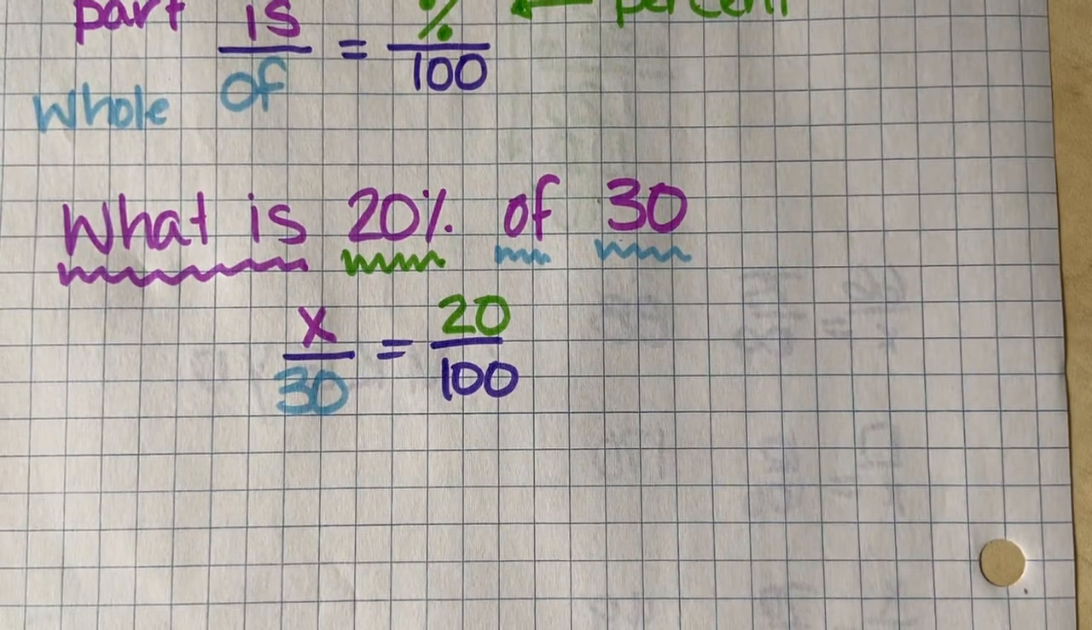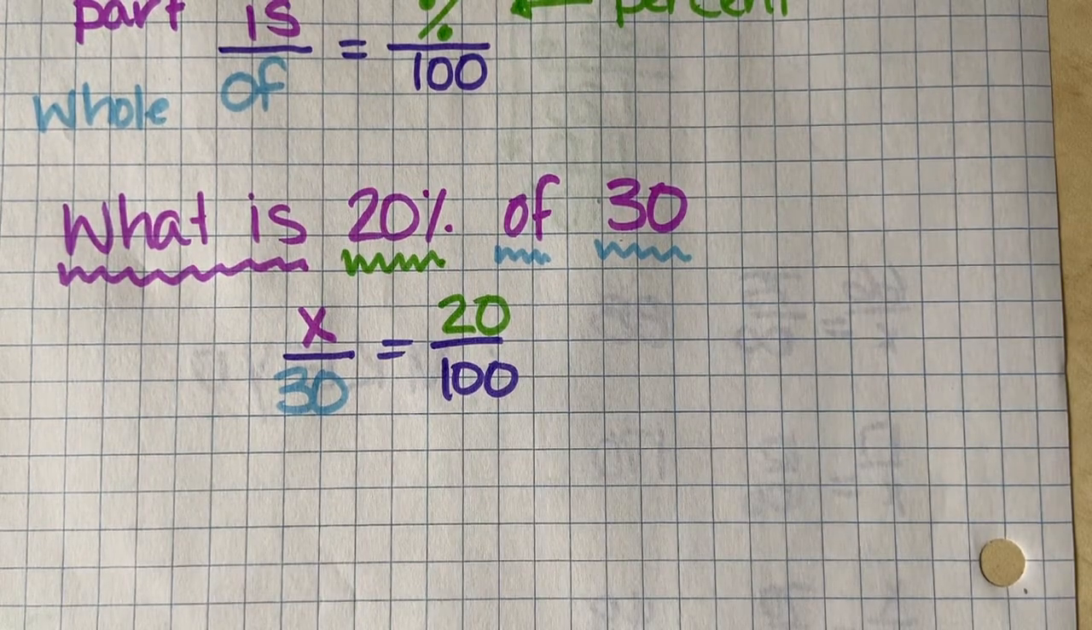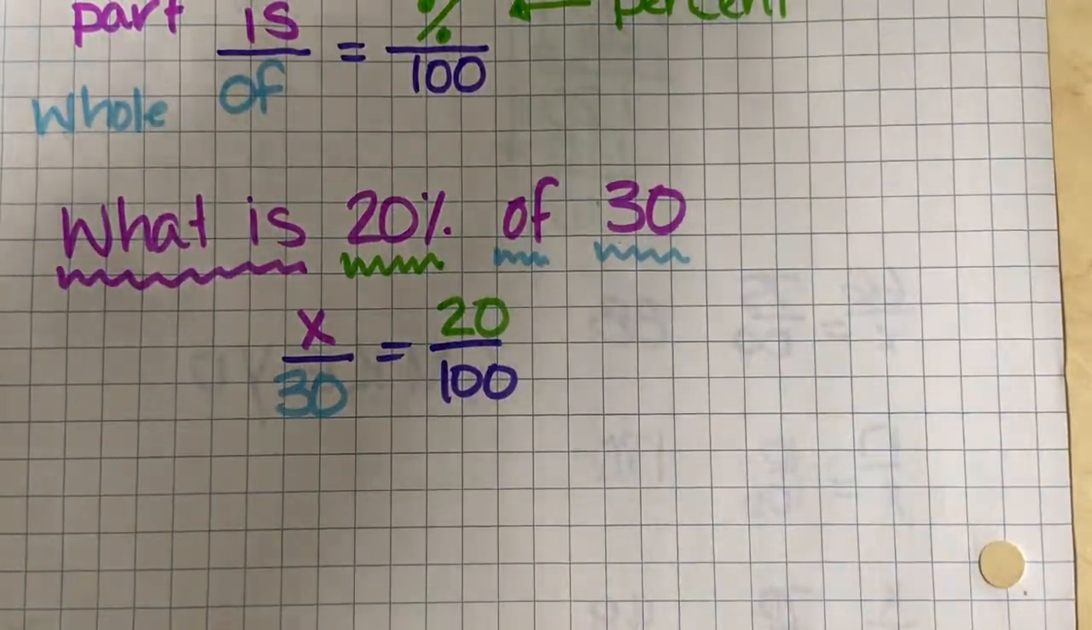Okay, so when I set this up, I'm setting up a proportion using my keywords. There's no part and whole if you think about that. If you think is over of equals percent over 100, it's just a really easy way to set up some of the problems. Okay, and then you solve your proportion like we've been doing.